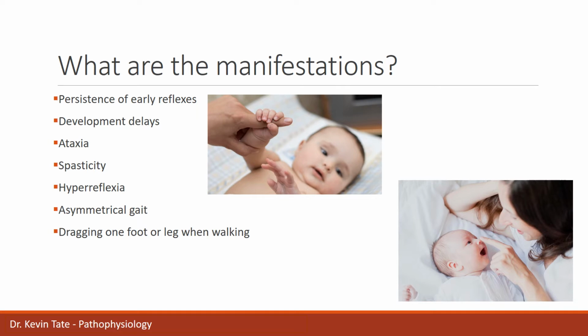Asymmetrical gait refers to your walking pattern, meaning your walking pattern is not going to be consistent. When you walk normally, it's a pretty smooth motion. Well, individuals with cerebral palsy often have a pretty noticeable difference in gait, and their walking differs. Another manifestation is that the individual can drag a foot when they walk, and that goes with the asymmetrical gait.